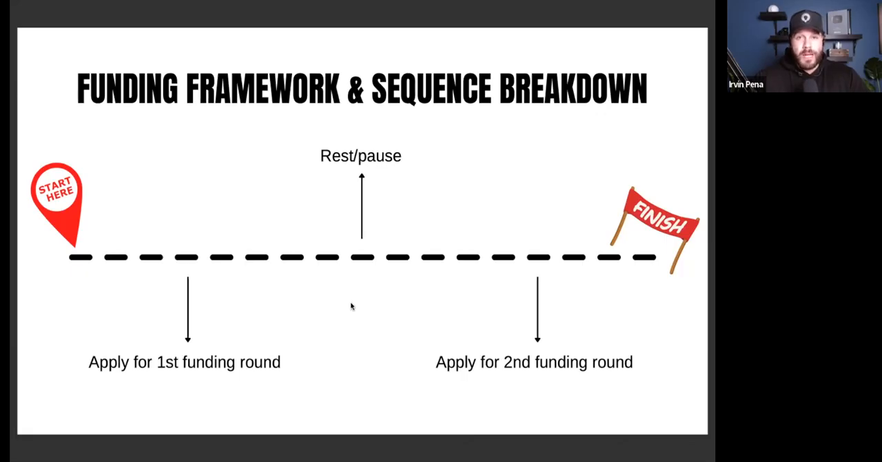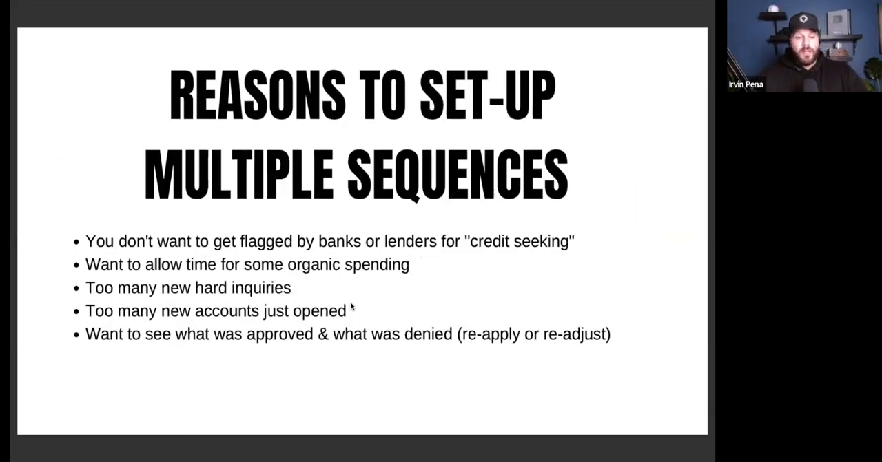But can you shotgun them back to back? Yes. Are you going to run into a wall? Most likely, 1,000%. Yeah, I let the 1,000% out. So, reasons to set up multiple sequences.